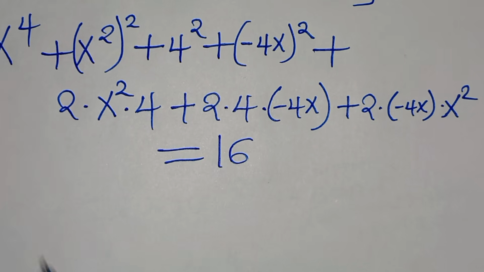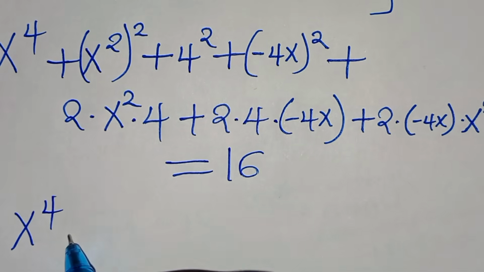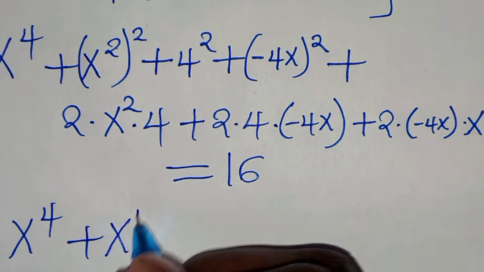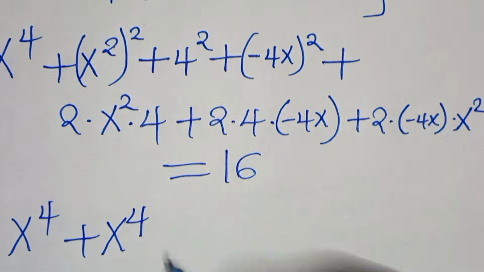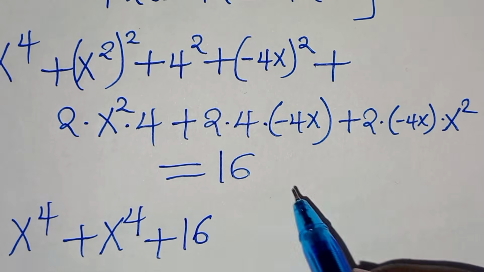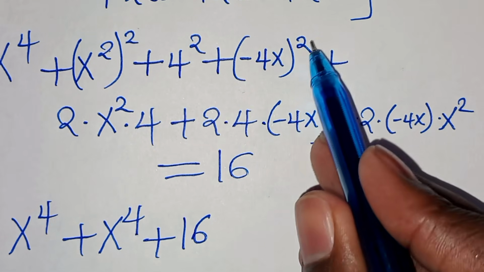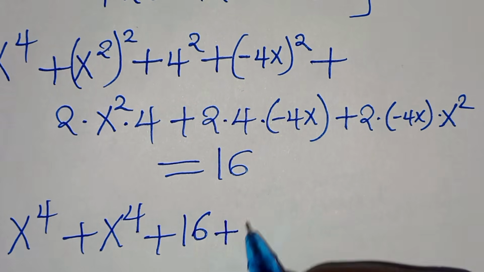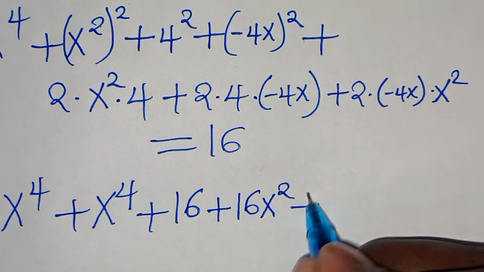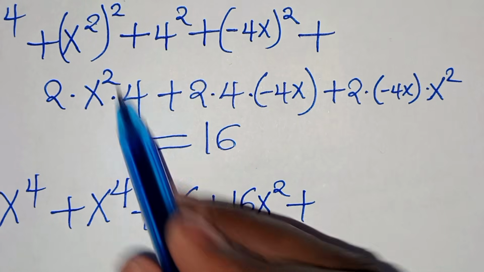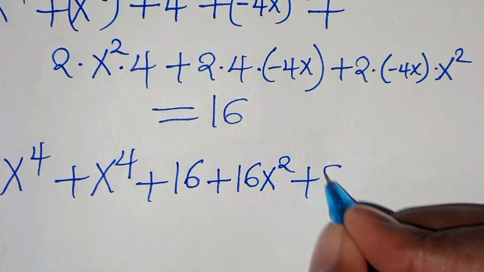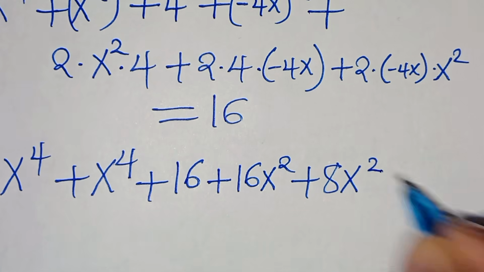Now, this means we have x to the power of 4 here plus (x to the power of 2) raised to the power of 2. This is x to the power of 4. Then plus 4 squared. This is 16. Now, here we have (minus 4x) raised to the power of 2. So this is plus 16x squared. Then plus 2 times x squared times 4. So we have 4 times 2 times x squared. This is 8x squared.